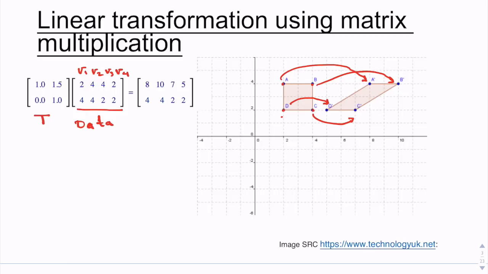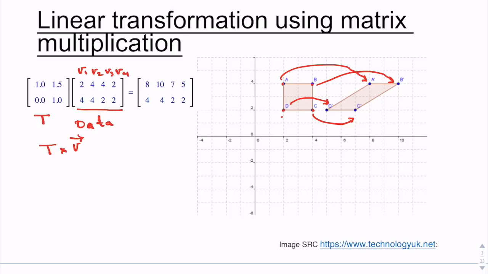So we can design different transformation matrices for different purposes and apply them to the data. I can also write this equation as T times V, where V is a vector.